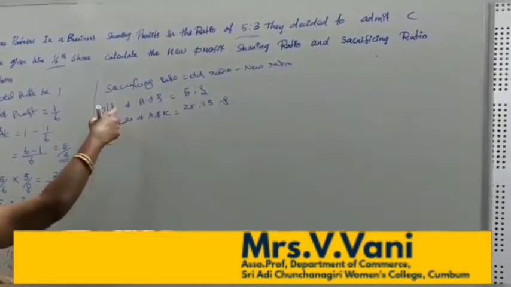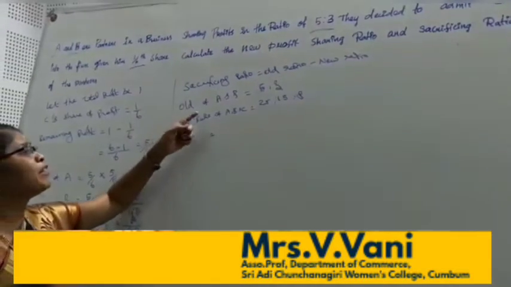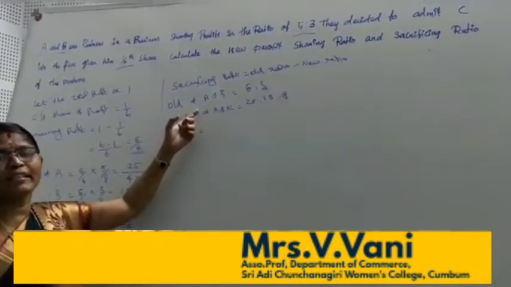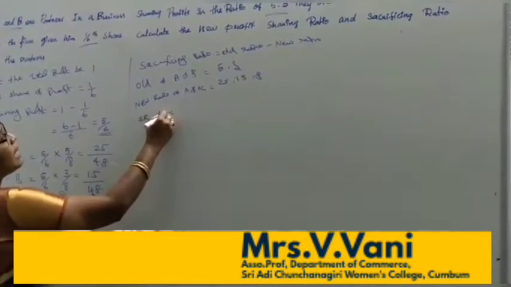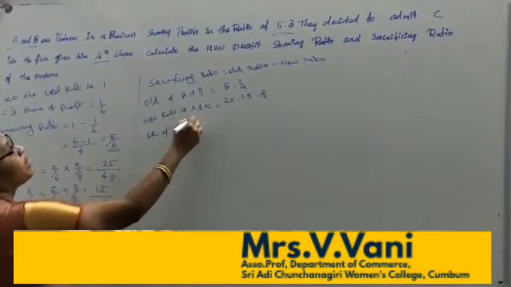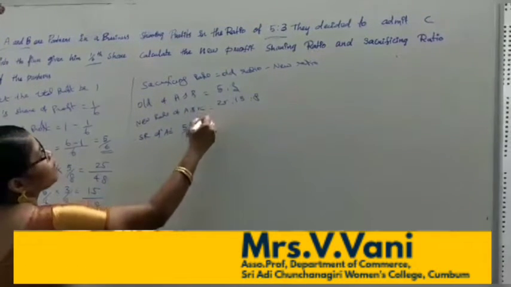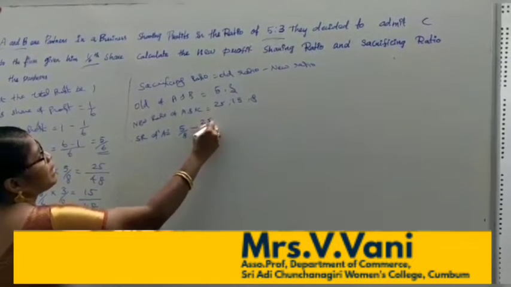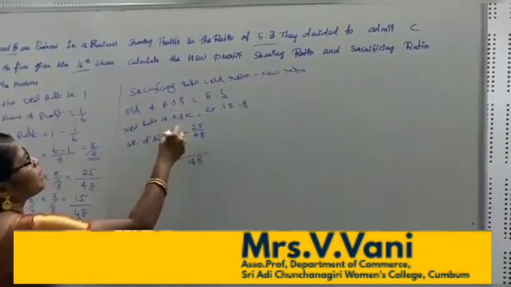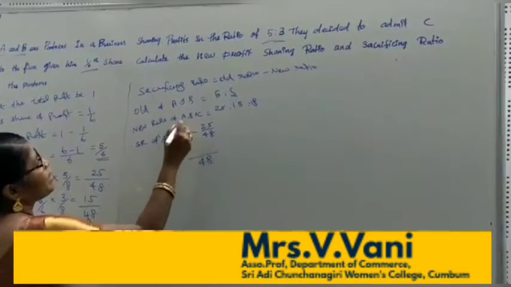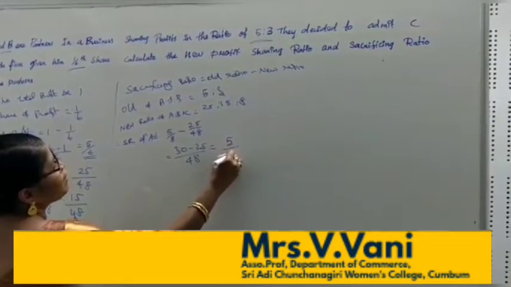Therefore, we can easily find the sacrificing ratio, but the sacrificing ratio is calculated only for the old partners because they only sacrifice their share of profit to the new partner C. So the sacrificing ratio of A: old ratio 5/8 minus his new ratio 25/48. So take LCM 48. So 8 is multiplied by 6. So 5 6s are 30 minus 25, 5/48.